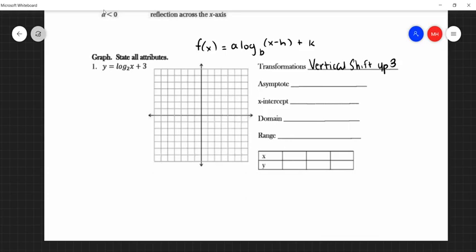Our asymptote was that equation x equals h. Well, in this case, our h is 0. This is the same as saying y equals log base 2 of x minus 0 plus 3. The 0 doesn't change anything. So we get an asymptote at x equals 0. I'm going to go ahead and make that on my graph. So that is this line right here.